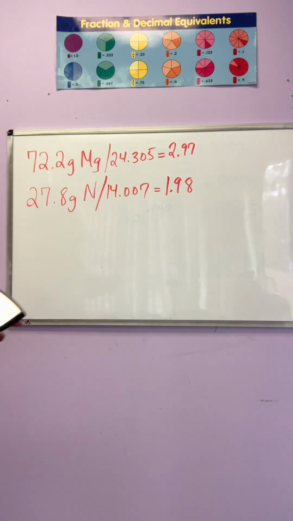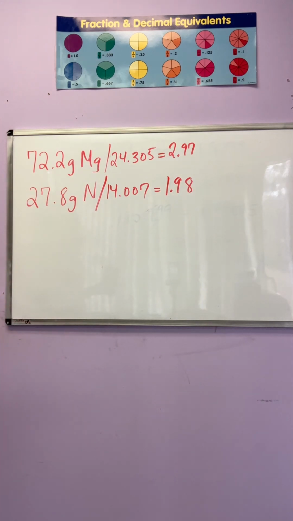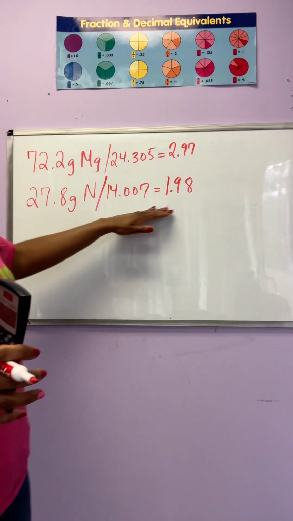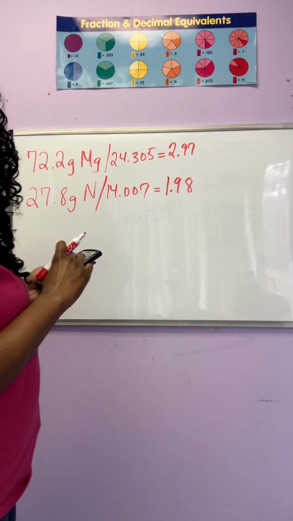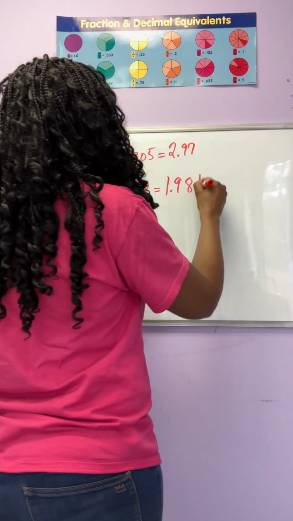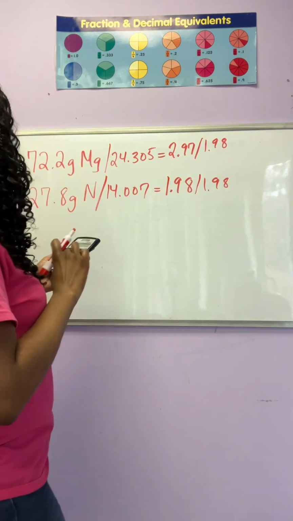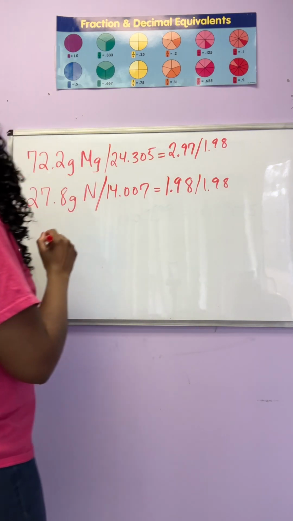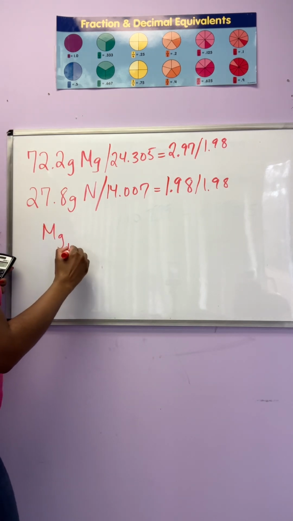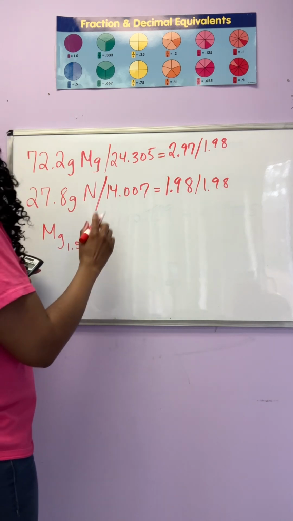Okay, so that is approximately how many moles of each substance this compound has. Now to find the empirical formula, find the one with the least. This one has the least, so we're going to divide by 1.98, divide by 1.98. For my magnesium, I have 1.5. For my nitrogen, it's going to be 1.